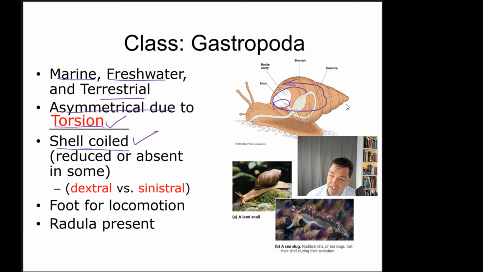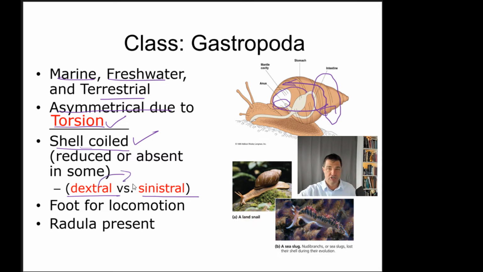Coiling is a turning that's happening like this. If you were to grab the animal from the back and twist it like that. So torsion is like that. Coiling is like this, or like this. So coiling comes in 2 forms. It can be dextral or what they call sinistral.